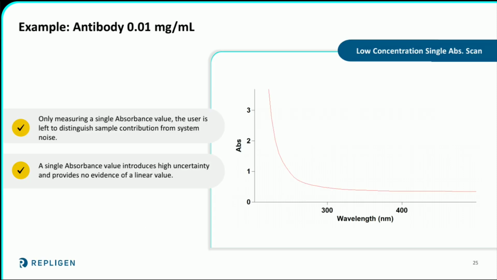Now that we're done with high concentrations, we'll go on to low concentration. This is an example of a wavelength scan of a very low concentrated antibody. The idea here is to see that there really isn't anything to observe. It just seems like a flat line, and that's because the concentration is so low that we can't really use a spectral scan to accurately measure this.